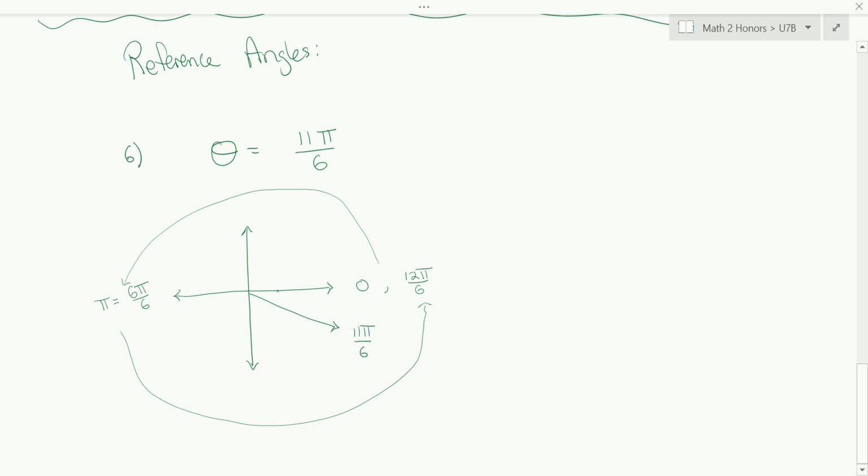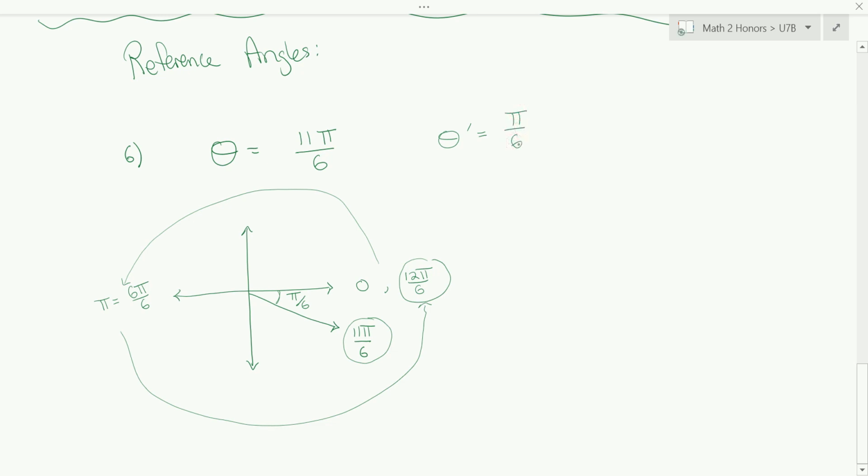And our reference angle is the positive difference between these two angles. So we're going to subtract 12 pi over 6 and 11 pi over 6 and get the positive difference. What would that be? Because the denominator is the same, you just subtract the numerators, and 12 minus 11 is 1, and so you end up with 1 pi over 6. So we could say our reference angle, theta prime, is pi over 6.